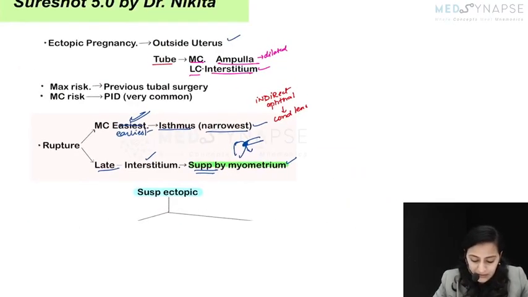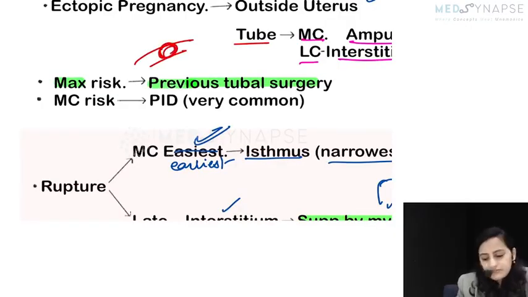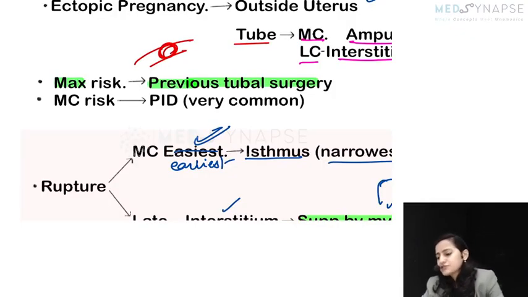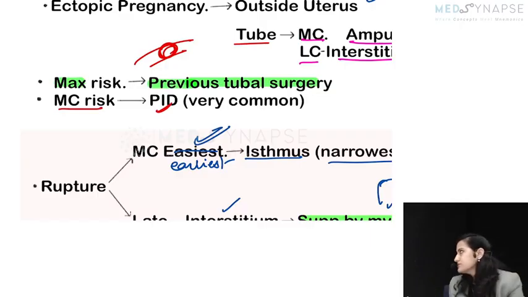Maximum risk for ectopic is with a previous tubal surgery. If there is a previous tubal surgery, any surgery affecting the tube, damaging that part, the ectopic risk there will increase. But previous tubal surgery is not as common as PID. What is more common that we see? PID. So most common is PID, but maximum risk is previous tubal surgery.